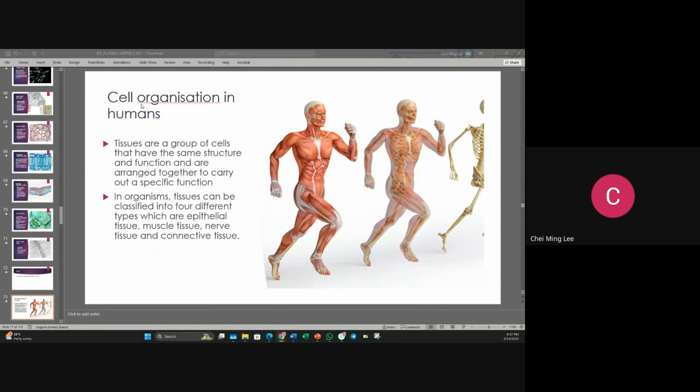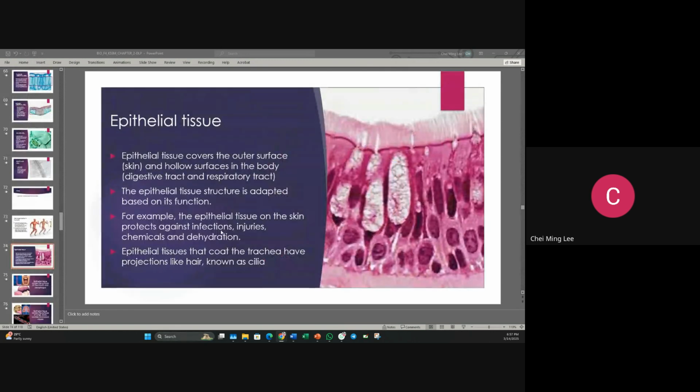Okay, now let's see the cell organization in humans. Tissues are a group of cells that have the same structure and function and are arranged together to carry out a specific function. In an organism, normally we can classify tissues into 4 different types, which are epithelial tissue, muscle tissue, nerve tissue, and connective tissue.